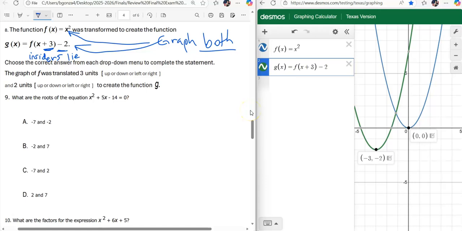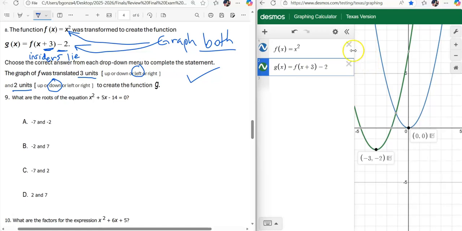So f was translated how many, sorry, 3 units which way? Well, again, 1, 2, 3 to the left. And then 2 units which way? Down 2. So 3 left, 2 down. That's it for number 8. So you're selecting the right direction, but if you graph both, you can see it.